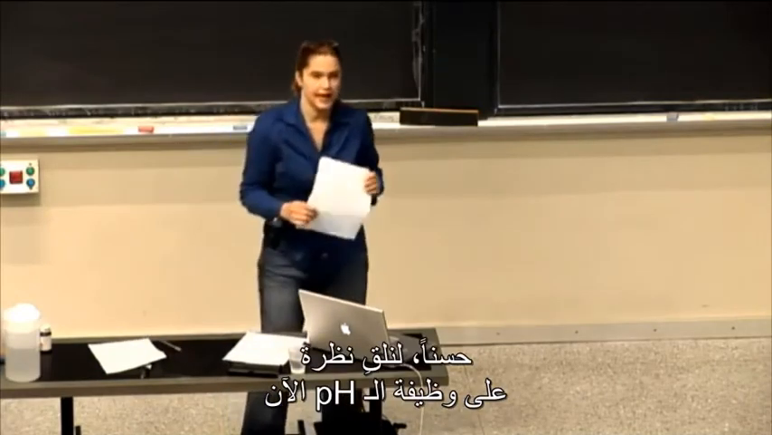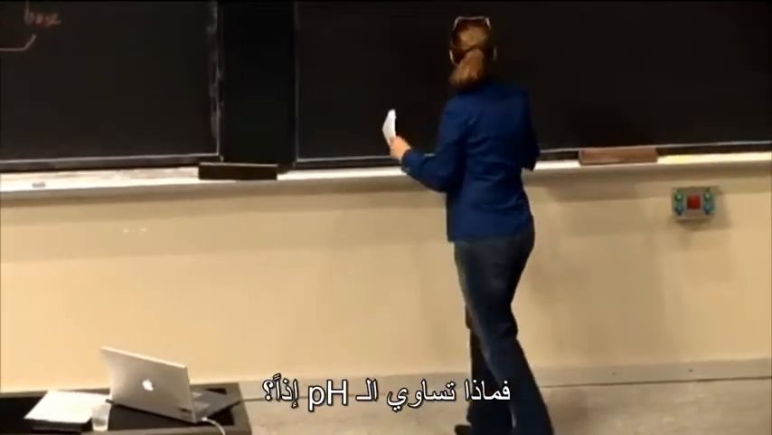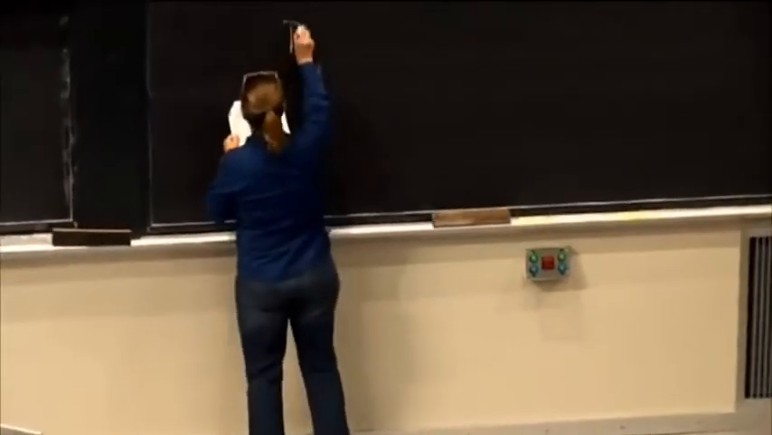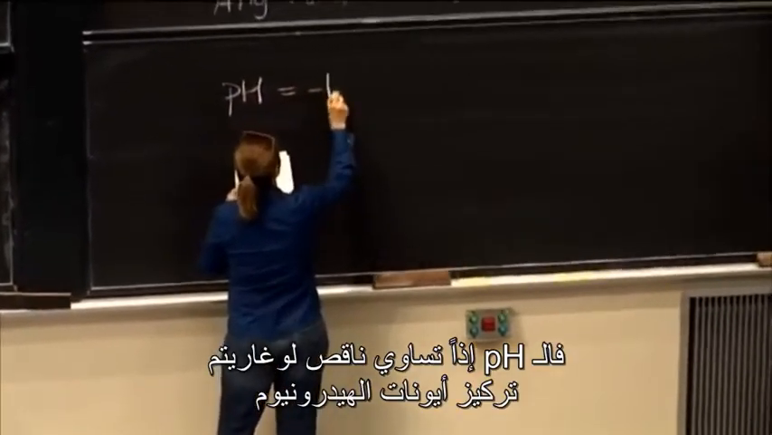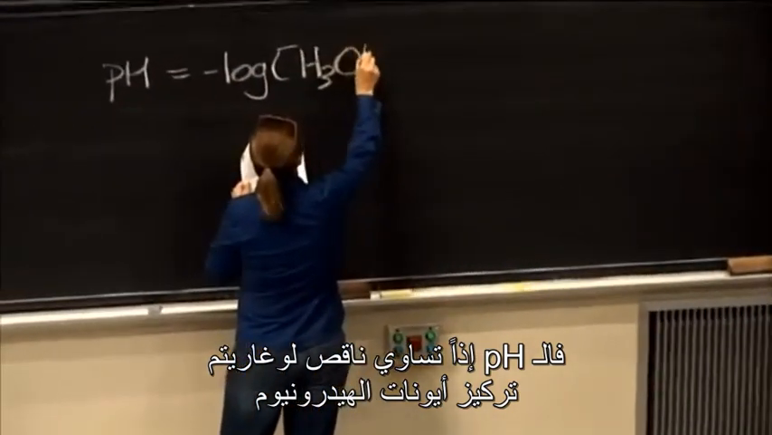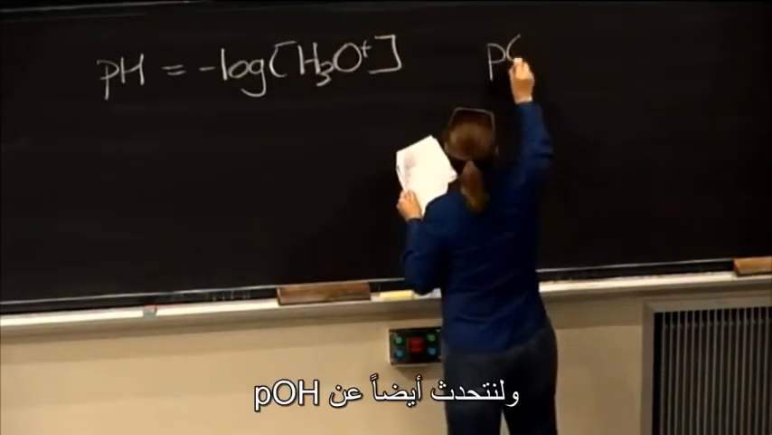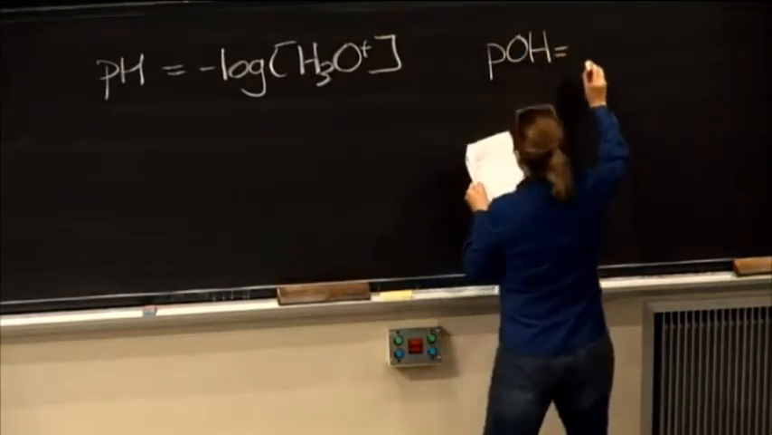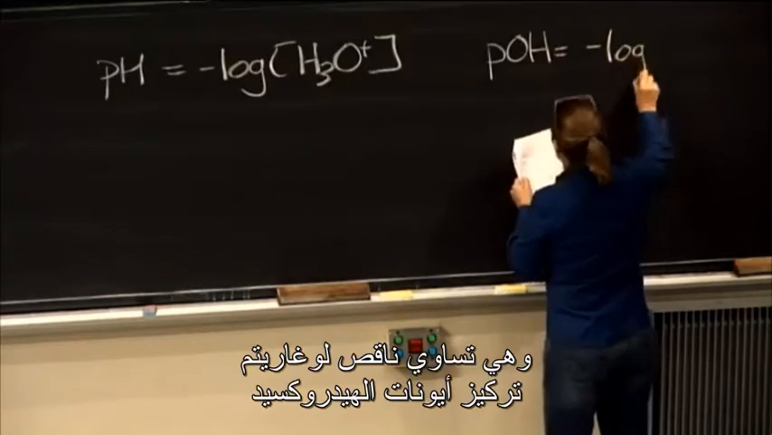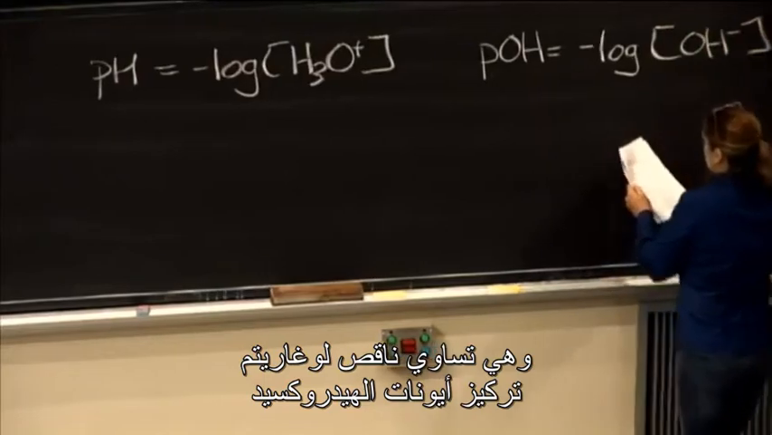So let's look at the pH function now. What does pH equal? pH is equal to minus the log of the hydronium ion concentration. And let's also talk about pOH, and that's equal to minus log of the hydroxide ion concentration.